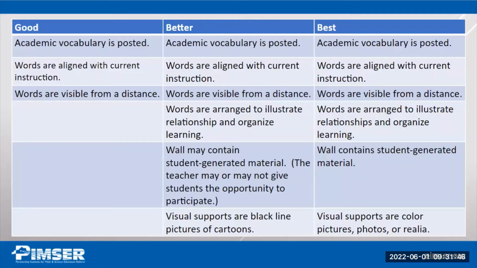The basic category, good, includes posted academic vocabulary. It also has words that are aligned with current instruction and words that are visible from a distance. You notice that those same 3 categories are also included in the better and best categories. So take a moment and pause the video here. What makes a word fall into the better category? How are the criteria for best even different than those in better?